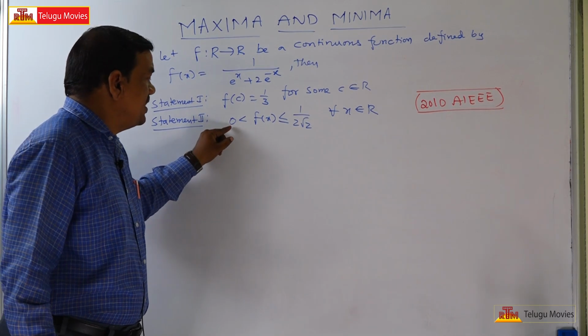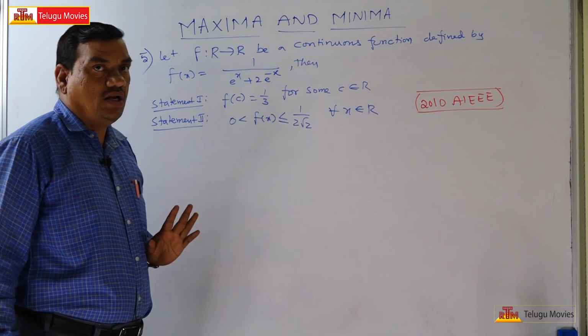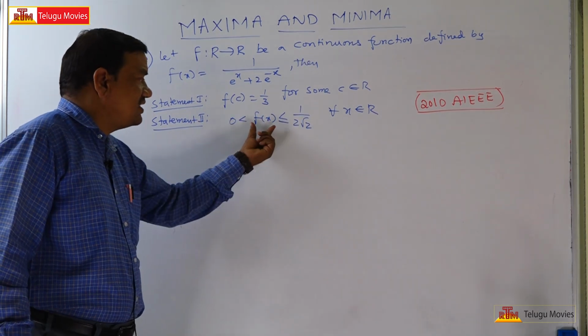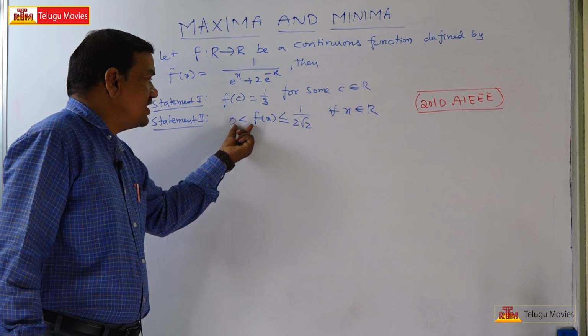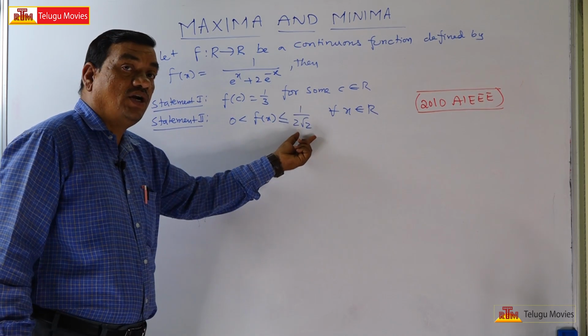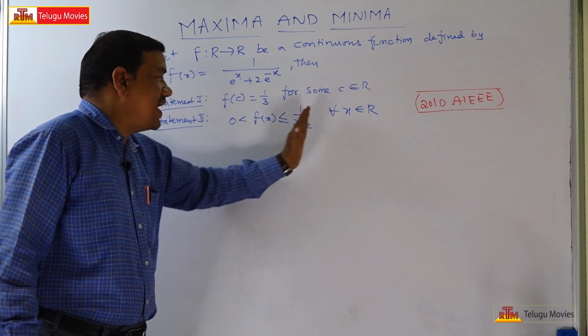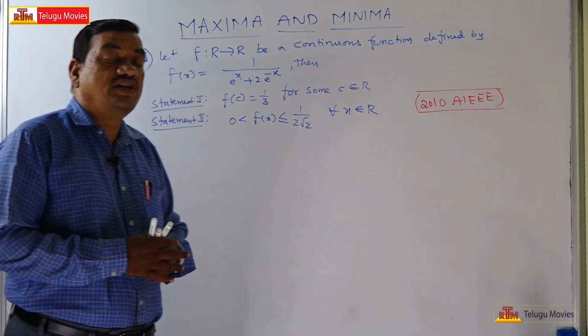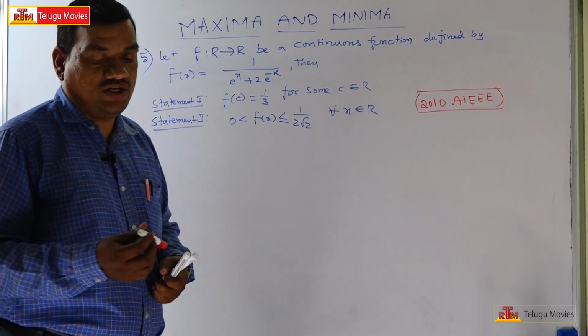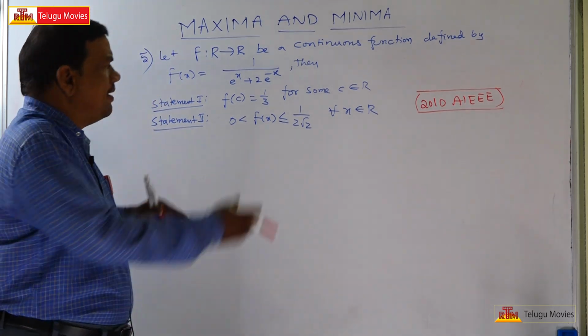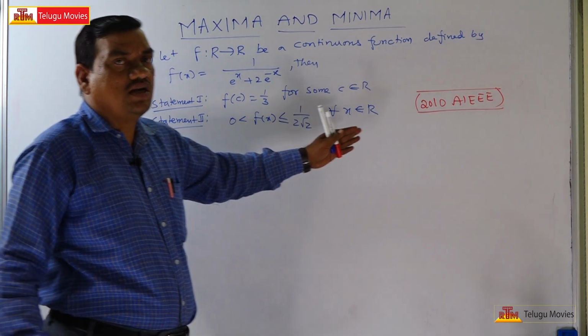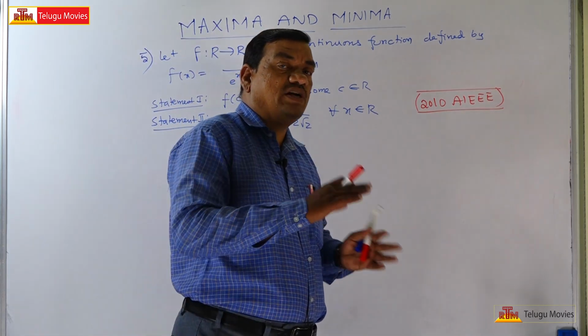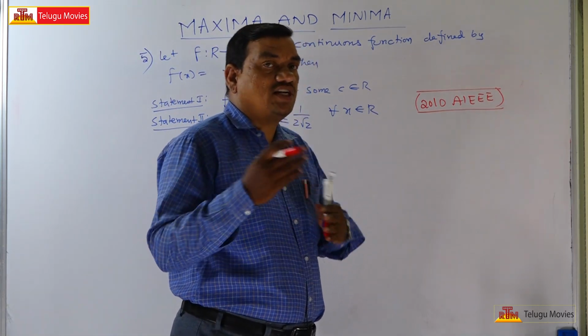That means this is the minimum value and it is the maximum value. So whenever it is given 0 less than f of x less than or equal to 1 by 2 root 2, you have to find the minimum value and the maximum value. For that we have to differentiate the given function. Now the options are, already we know the options: both statements are right; first statement is true, second statement is false.